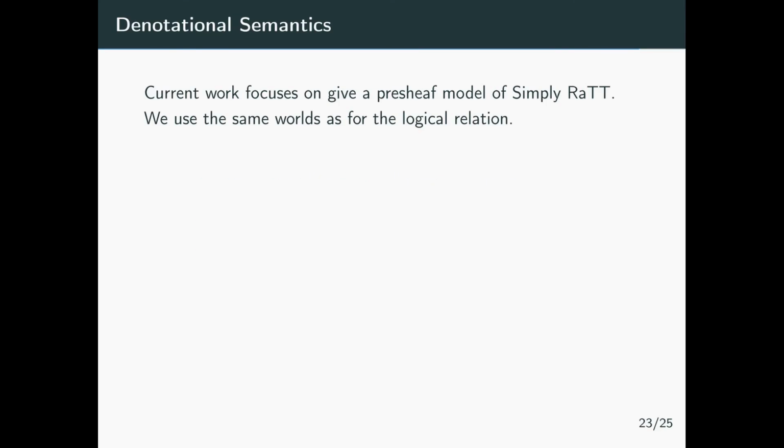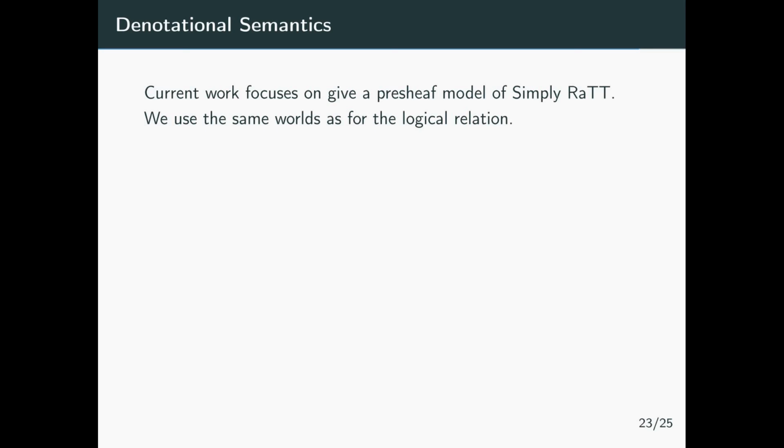Okay, so let's move on to ongoing work. And ongoing work is providing denotational semantics for Simply RaTT. And we do this for two reasons. First off, we're really aiming at a dependent type theory, right? We want the full RaTT system, and this is a step towards that. And secondly, we want to understand better what we're actually doing here in Simply RaTT. We want to have a proper categorical understanding of what's going on. So we're trying to build a pre-sheaf model for Simply RaTT. We are using the same worlds as we did in the logical relation.